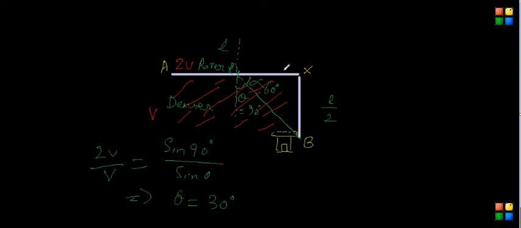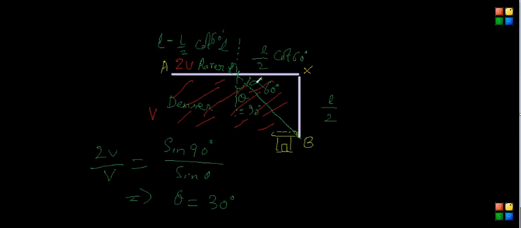So what is this length? This is L by 2. So this is L by 2 cot 60 degrees. This entire length was L. So what is this length? L minus L by 2 cot 60 degrees.